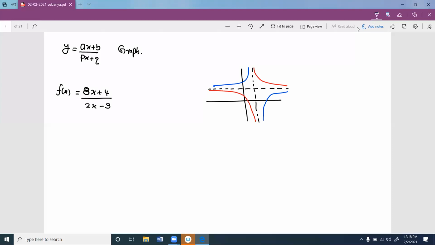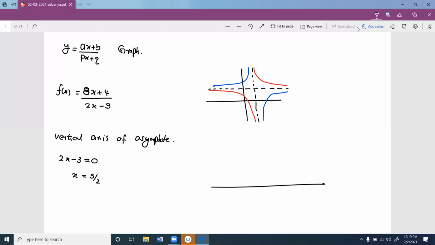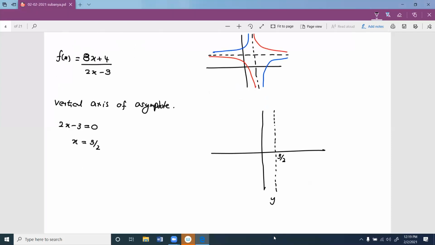Initially, we need to find the vertical axis of asymptote. You can find the vertical axis of asymptote by making the denominator 0. Remember, only by making the denominator zero can you find the vertical axis of asymptote. So what is the answer? x equals 3/2. Okay. Then you can just do like this. That is 3/2. This is the vertical axis of asymptote. So it's better to draw it like this. x equals 3/2.